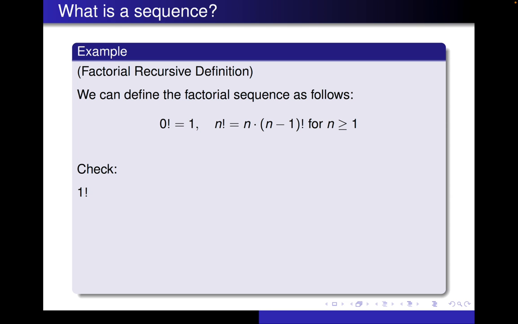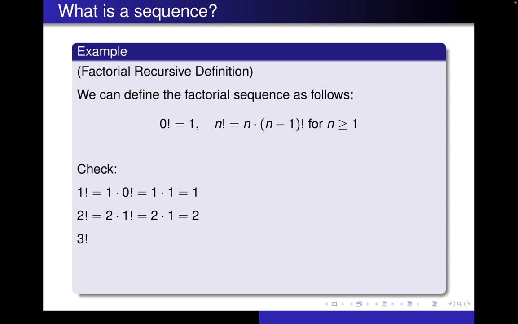If I want to find 1 factorial, I get to use the recursive formula. If I put in n equals 1, 1 factorial is going to be 1 times 0 factorial. But we've already defined 0 factorial to be 1, so that's 1 times 1, which equals 1. So 1 factorial equals 1. What do I do for 2 factorial? Well, if I plug in n equals 2 into the recursive formula, I get 2 factorial equals 2 times 1 factorial. And then 1 factorial we found to be 1, so we get 2 times 1, which equals 2.